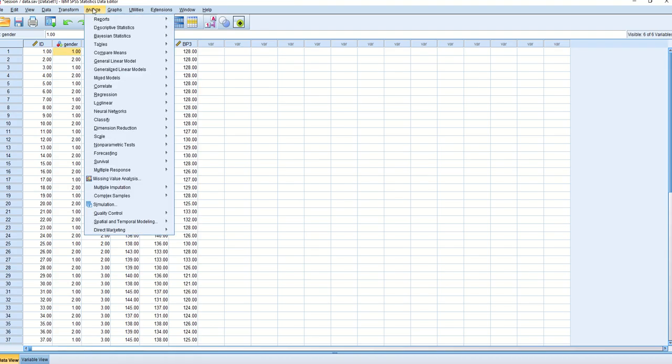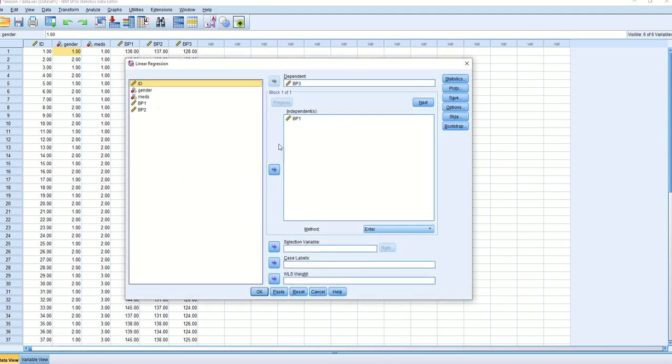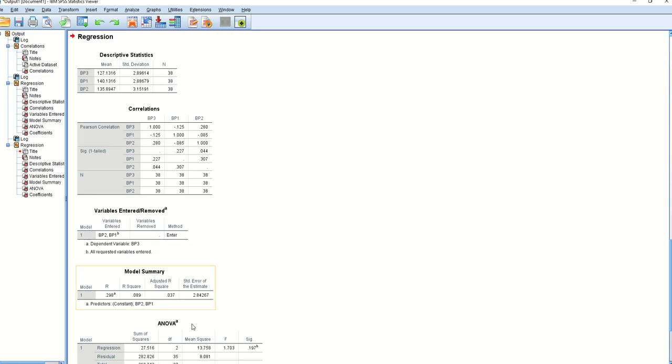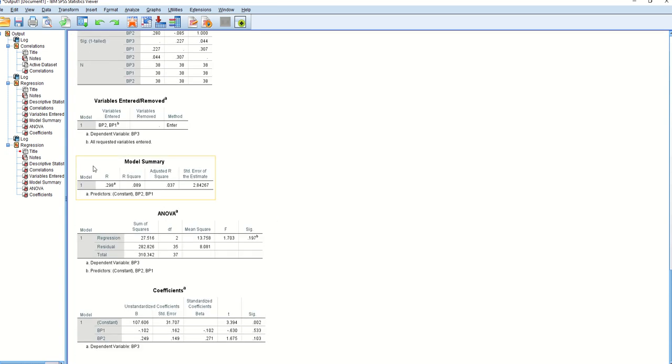What I'm going to do is repeat the linear regression model, and I'm just going to throw blood pressure 2 here. So this time I'm having two independent variables trying to predict the outcome. So again, you have an R, but this is an R for both P2 and P1 at the same time. And we have an R square, and I need to explain what the R square is.